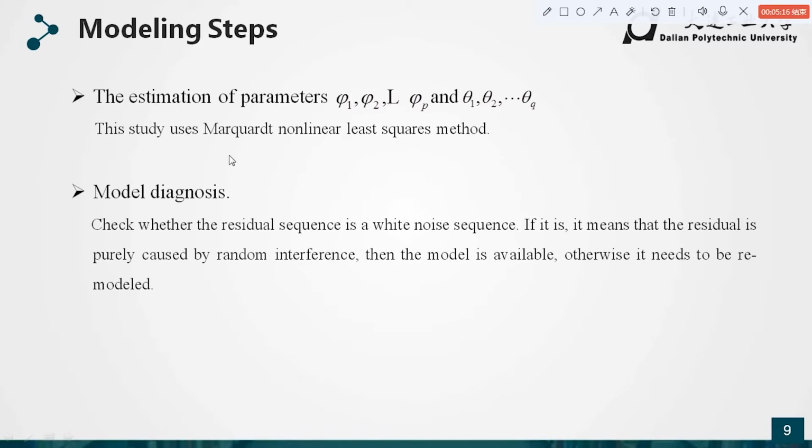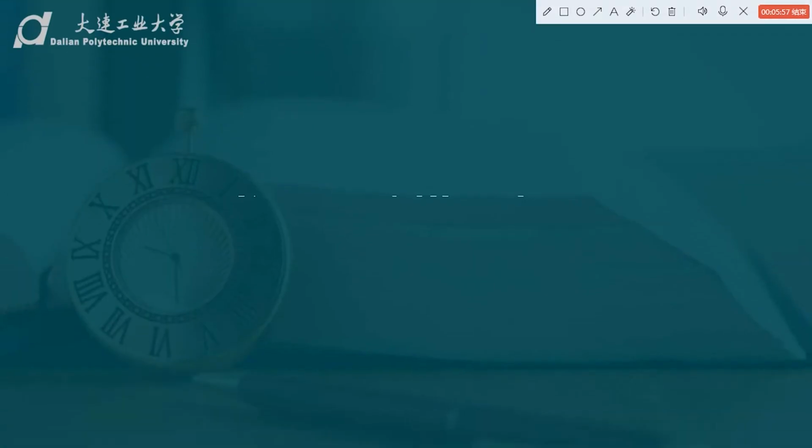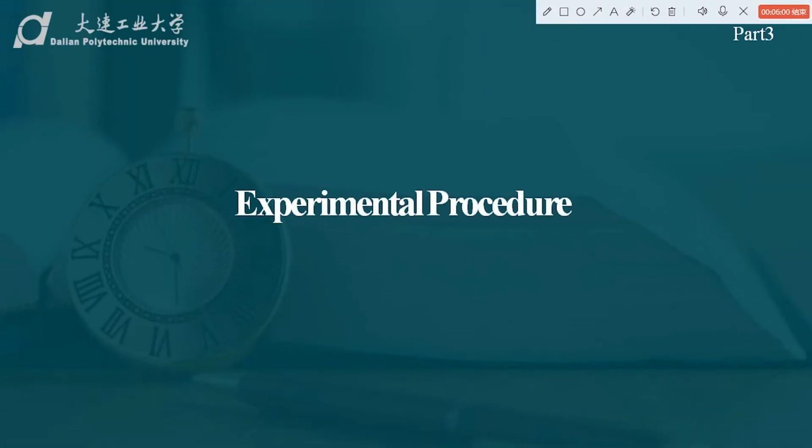This study used the nonlinear least squares method. Fourth, model diagnosis. Check whether the residual sequence is a white noise sequence. If it is, it means that the residual is properly caused by random interference. Then the model is available. Otherwise, it needs to be remodeled.